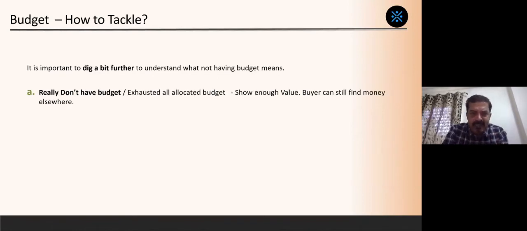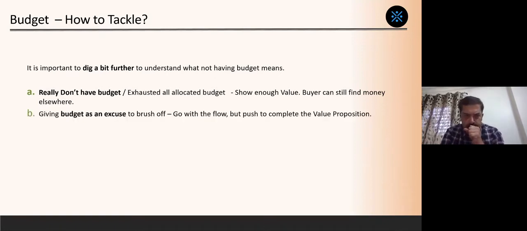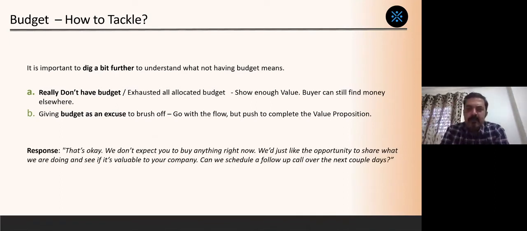So when they really don't have a budget or when they've exhausted it, show enough value, right? Usually in corporate environments, if the buyer likes it, he will buy it anyhow in most cases, if it is given as an excuse, right? Go with the flow, which means make him realize that you accept that he doesn't have a budget, but keep pushing him to a level where he understands the value proposition, right? So that should be your objective. Again, there's a typical response text here, I'm not going to read it through.